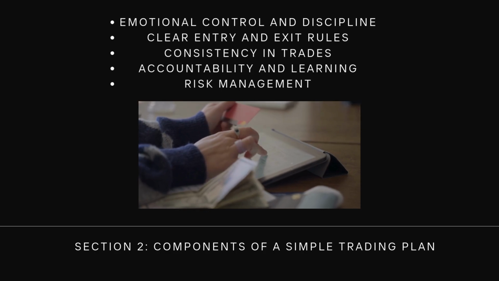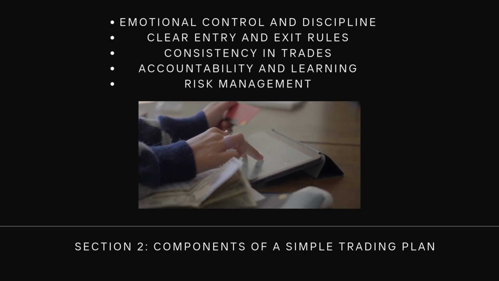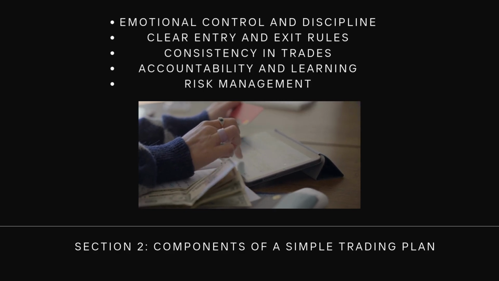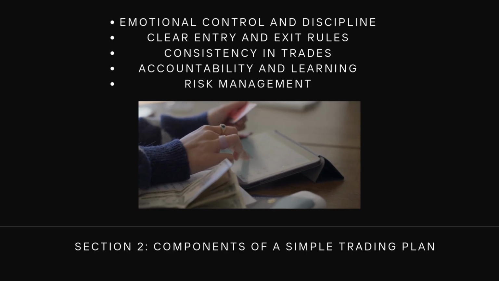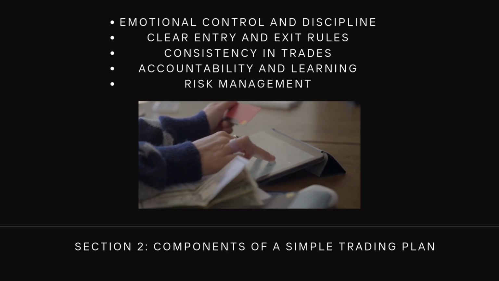Section 2. Components of a simple trading plan. Define your trading goals. Set realistic and measurable goals. Example: earn 5% monthly growth or risk no more than 2% per trade. Identify your trading style. Choose a style that fits your schedule and personality.